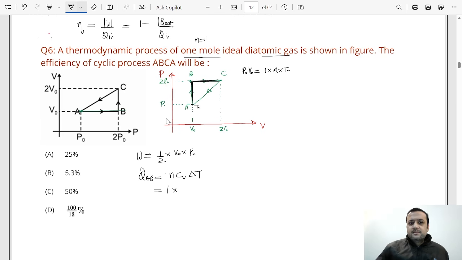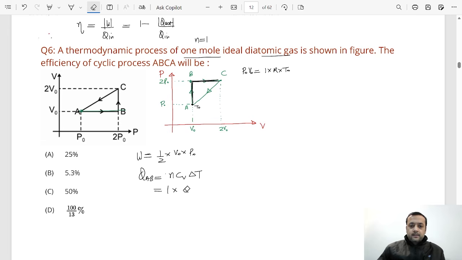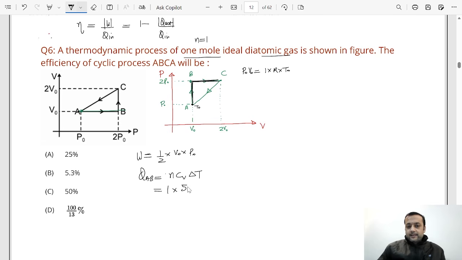Cv, they have not given us, but Cv will definitely be positive. Okay, I think they have not given you the gas. Yes, they have given, sorry, I did not see. They have given a diatomic gas. That means Cv will be 5R/2. So for a diatomic gas, Cv is 5R/2. Delta T is the temperature at B minus the temperature at A.